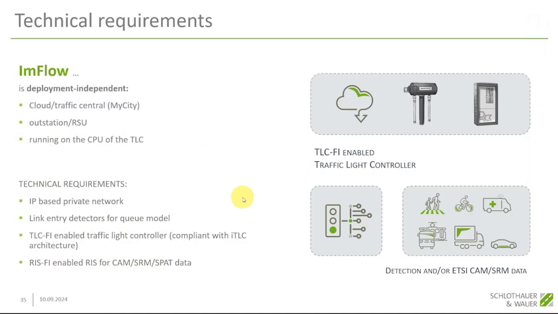Then we have some general technical requirements when we look at how ImFlow can be deployed or installed. It can run, as I said in the beginning, in the cloud. It can run on the Traffic Central. It can run on an RSU or some outstation that can run the code. It could be running directly on the CPU of the TLC, or it could run on an extra CPU that you put in the cabinet. We will see that now in the example of it running with an Actros controller.